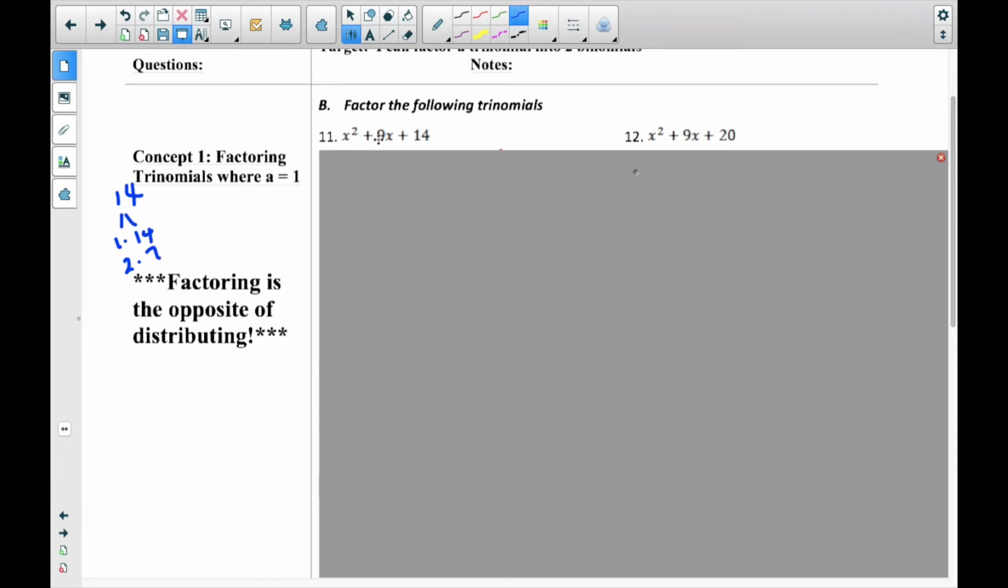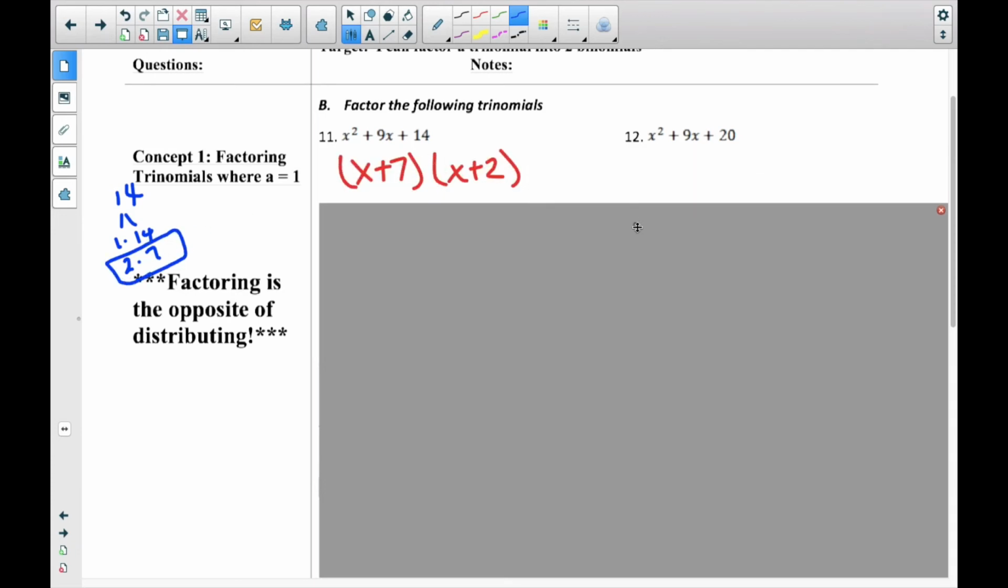Now we think about, okay, well, which ones add up to 9? Well, the 2 and the 7 add up to 9. So that means that when we factor this, it's going to be x plus 7, x plus 2. And these sets of parentheses can go in either direction. It does not matter which one comes first, which one comes second.